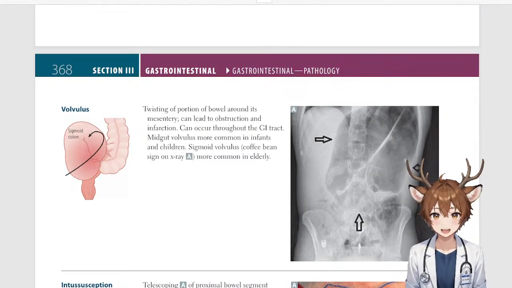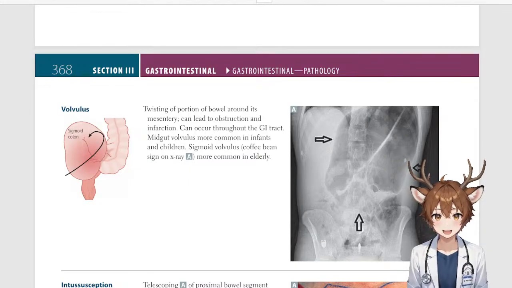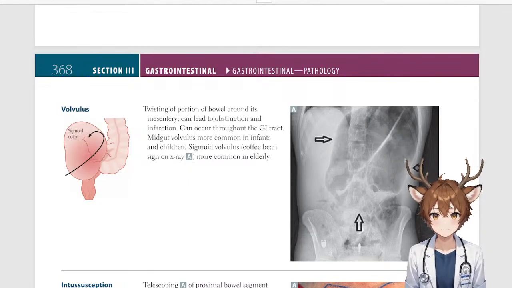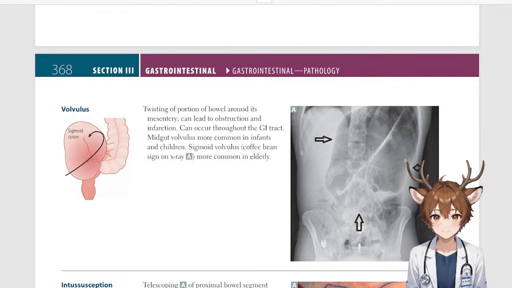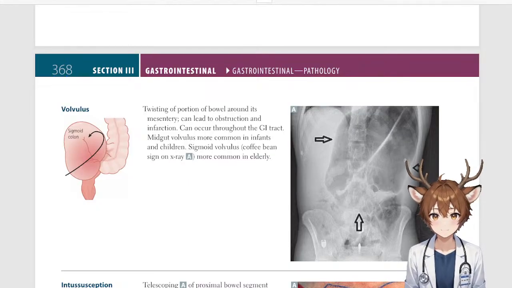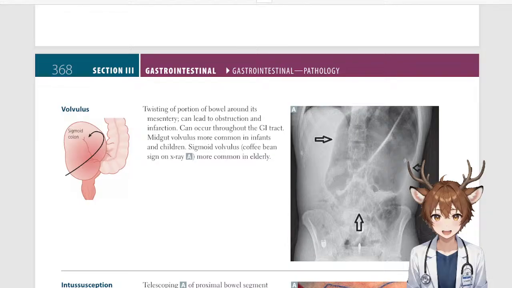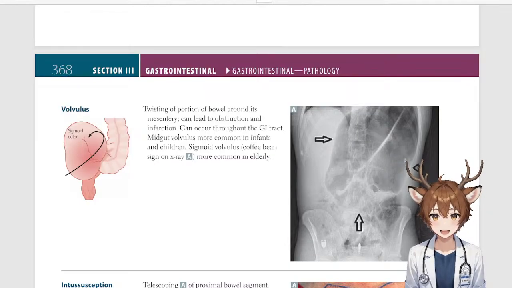So what about volvulus then? We were talking about that before. Malrotation could cause volvulus. Volvulus is the twisting of a portion of bowel around its mesentery. It can lead to obstruction and infarction. That's an important part. It can cause infarction in addition to obstruction, which is also not good. It can occur throughout the GI tract.